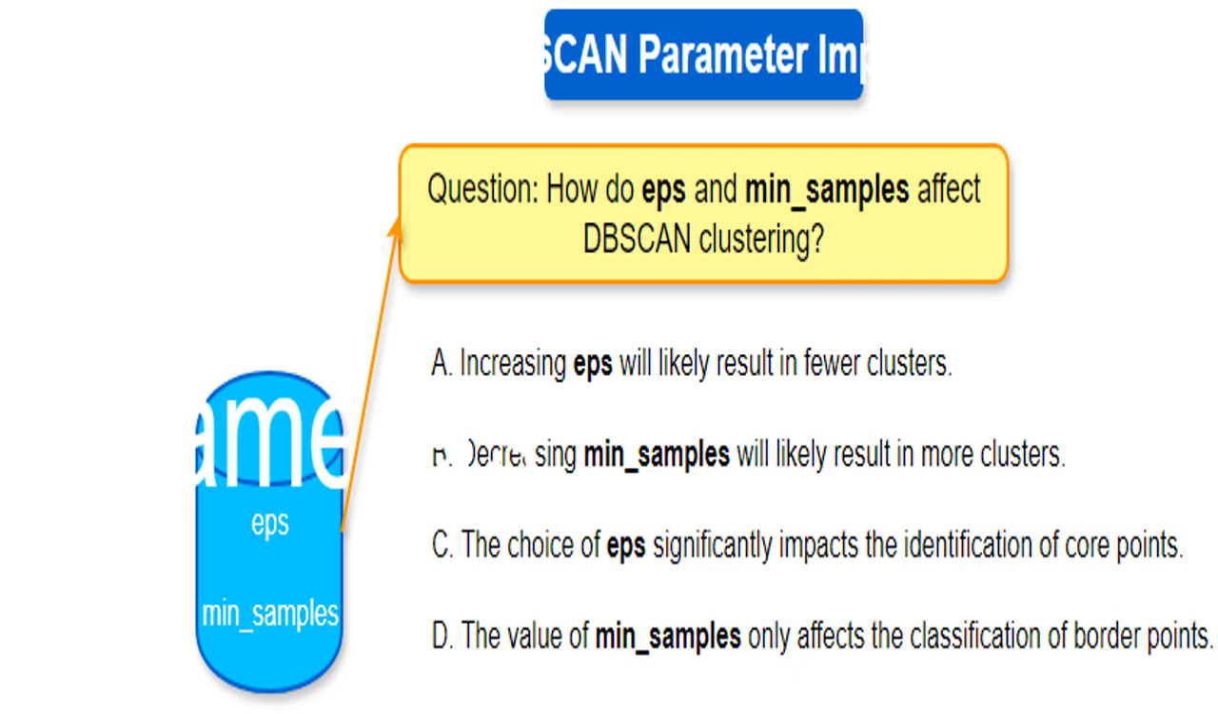I'll explain the crucial parameters in dbscan, a density-based clustering algorithm. We've got eps, epsilon, and min_samples. These control how the algorithm groups data points. Think of it like this. Eps sets the radius around each point, and min_samples sets the minimum number of neighbors within that radius to create a cluster.